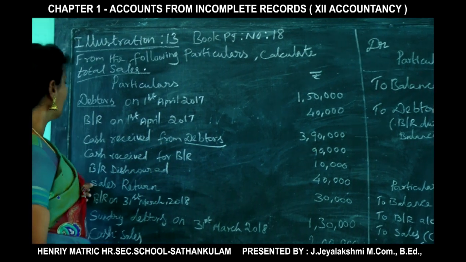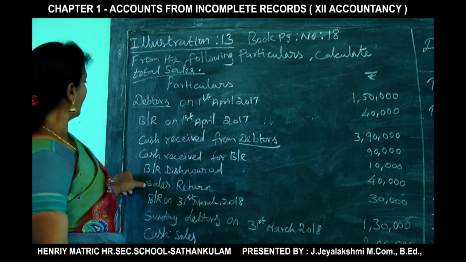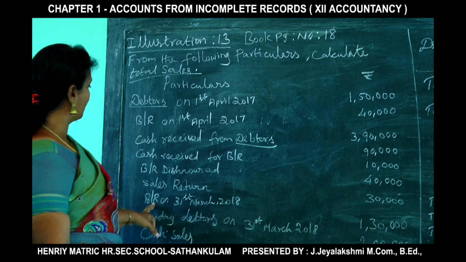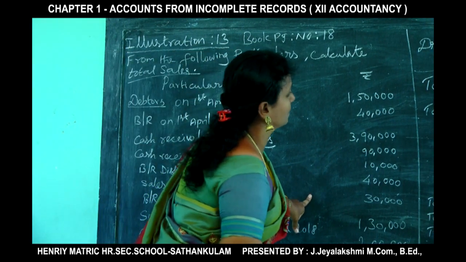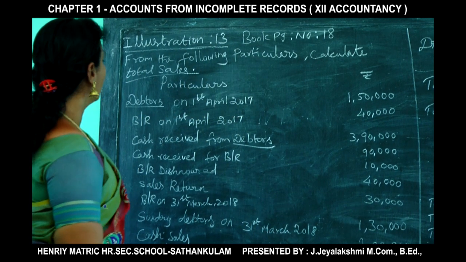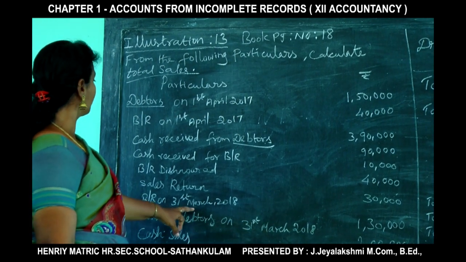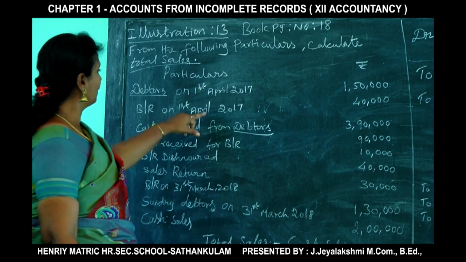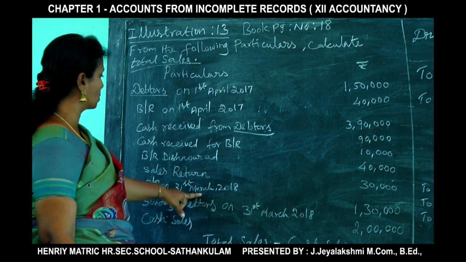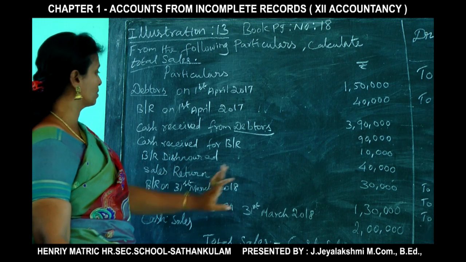So it is to be noted in the total debtors account. Then bills receivable on 31st March 2018, 30,000. So 30,000 is to be taken in the bills receivable, this is the closing. We have the opening here, we have the closing. Okay, so 30,000 we have to take.